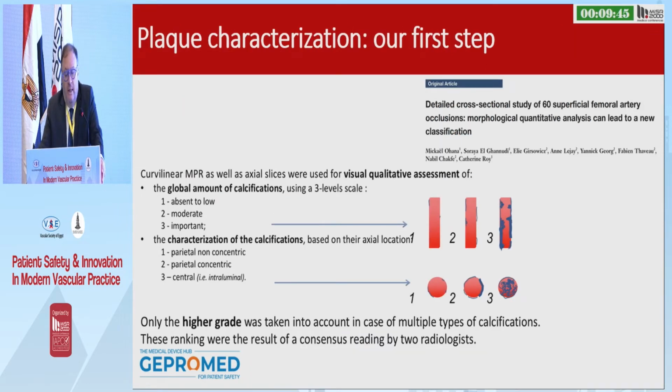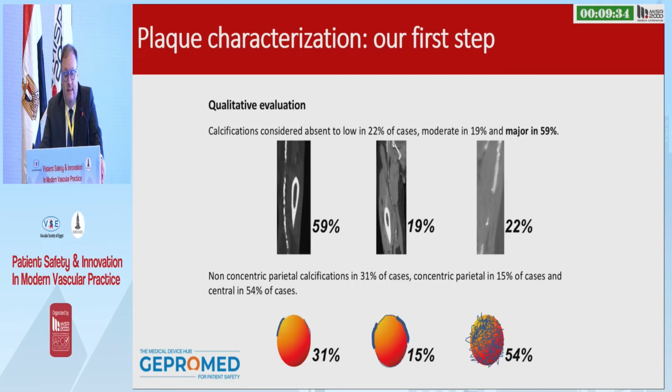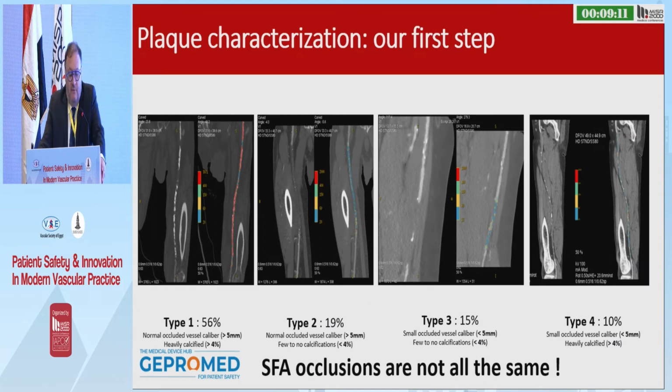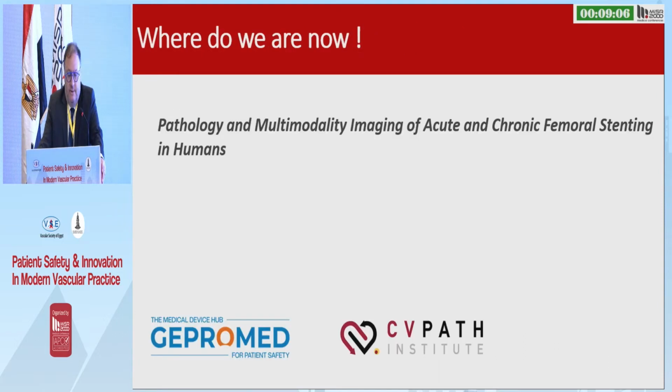We started working a long time ago to try to characterize. It was the first step we did, and to evaluate the amount of calcifications as well as the characterizations of this calcification. We tried to see if we had differences in the SFA. We know that, but we would like to have some objective data. And we, at that time, proposed 4 types depending on the diameter of the vessel as well as the amount of calcium inside. This is what we did at that time. We found 4 types, but it was only on the MIP projections.